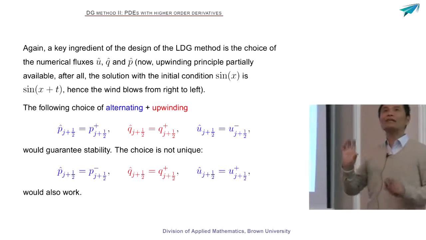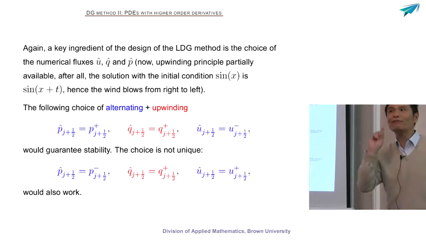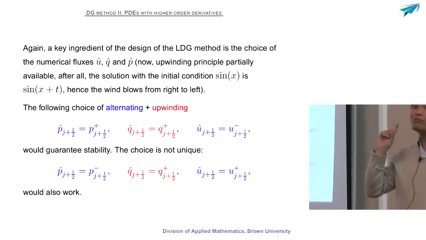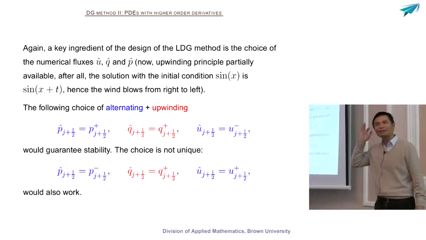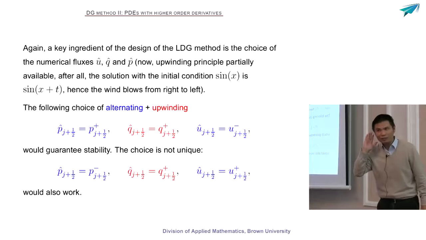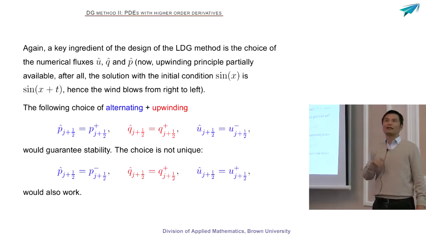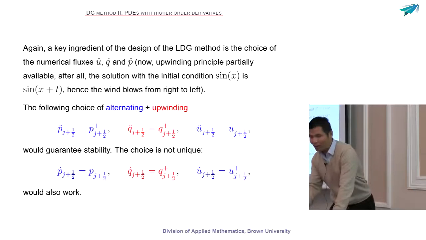It's a wave, so that means it is very similar to a first order PDE. You should probably use upwinding. So this is a good observation, right? I probably should use upwinding. Then it leaves you with two possibilities.